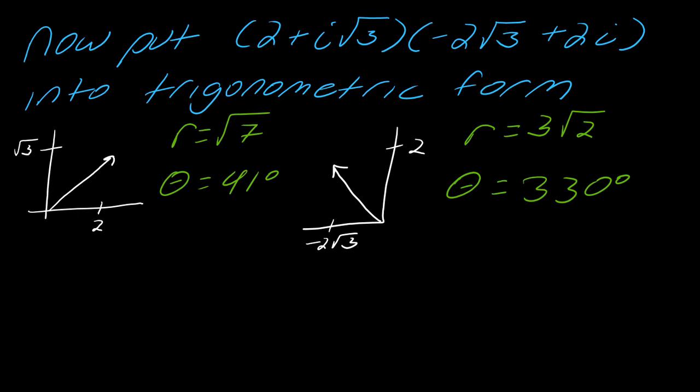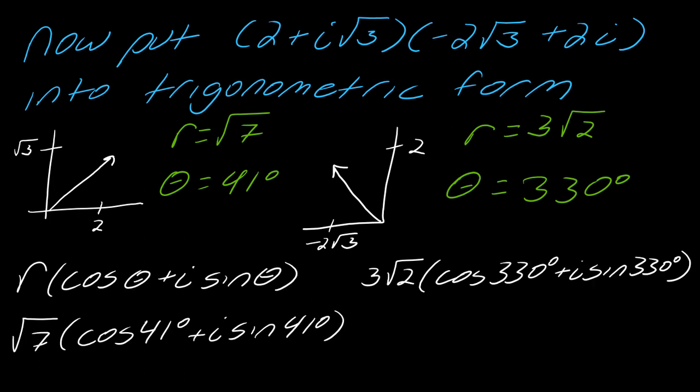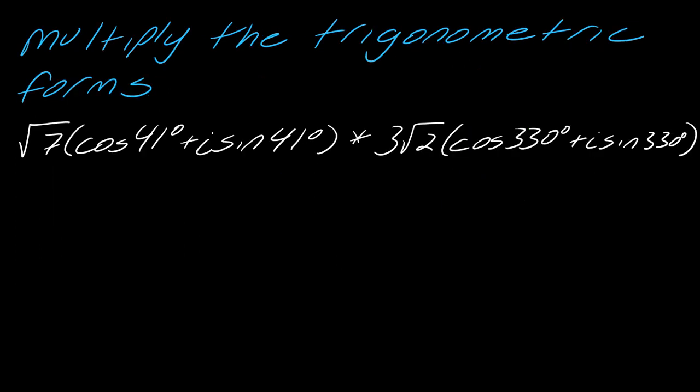Okay, so now I can write these complex numbers in their trigonometric form. This is the trigonometric form that we want to use. I just plug in my r's and my thetas, as you see here. So I've got my trigonometric form, and I'm all happy and ready to go. Now I can talk about the product theorem.